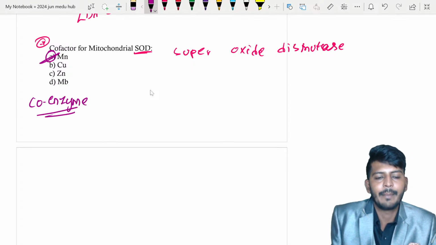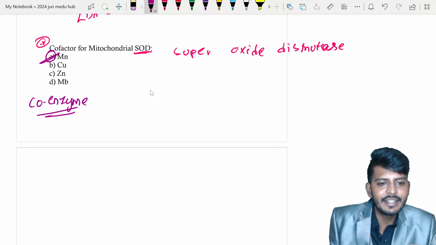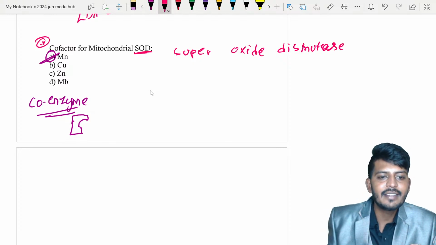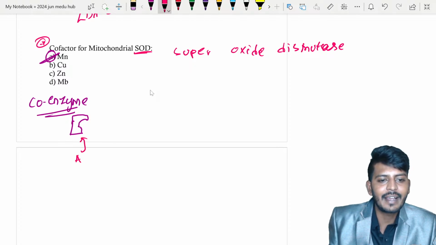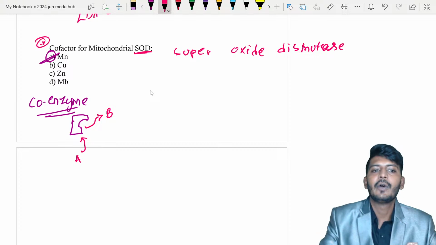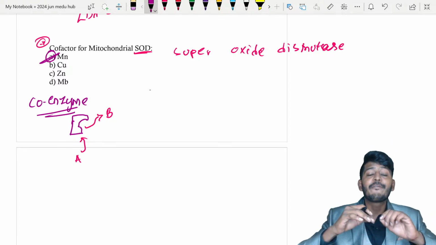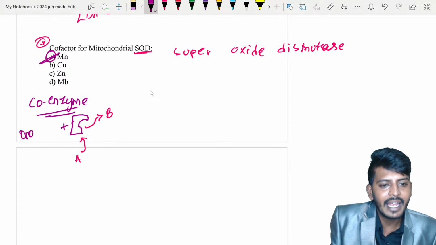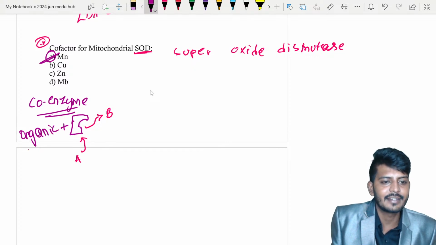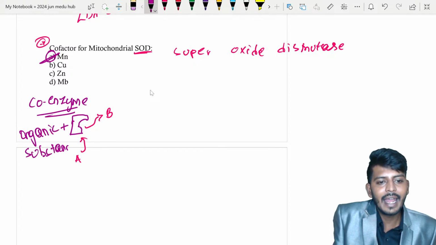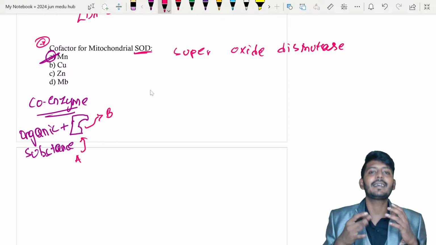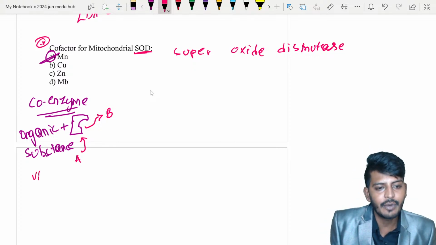What is that? Coenzyme. Okay, so basically let's consider this is the structure of one enzyme. What was this enzyme doing? Substance A is coming and it is getting converted into substance B. Now to help this main enzyme, organic substances will come and help. Organic substances will come and help whom? Will help the enzyme. So if an organic substance is helping, we call it a coenzyme, such as your vitamins.